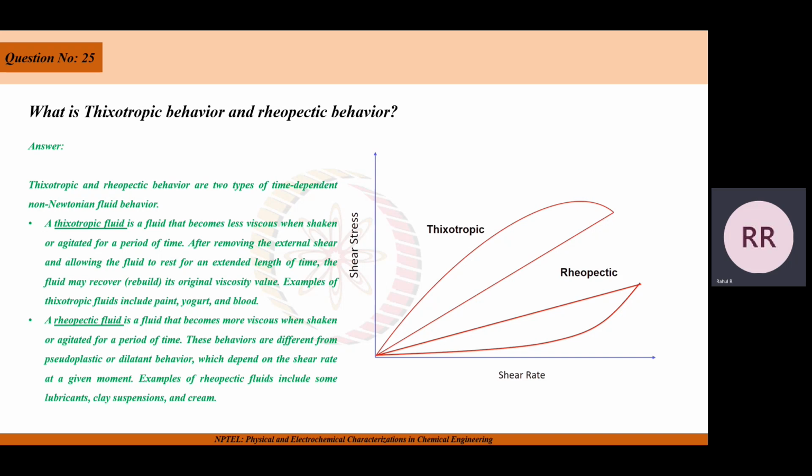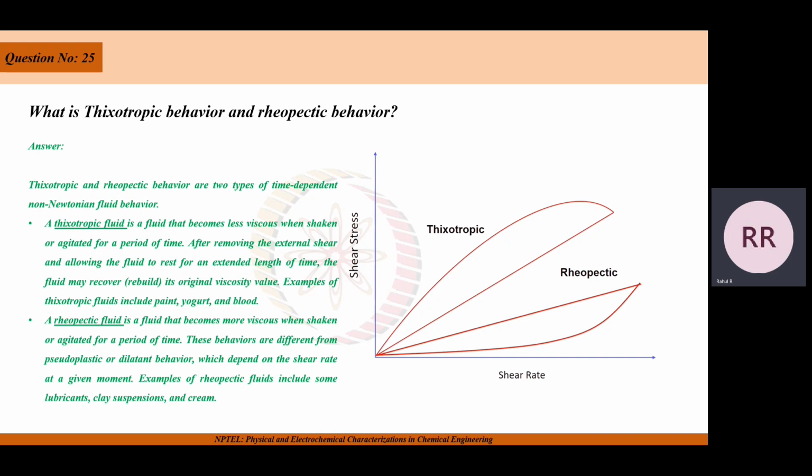So here you can see that for thixotropic fluids, as the shear rate increases, the shear stress also increases, and after a certain time, the shear stress drops. And it forms a hysteresis loop. Whereas for rheopectic fluid, the shear stress increases very slowly, and after a certain shear rate, it increases drastically, which corresponds to a higher viscosity value.